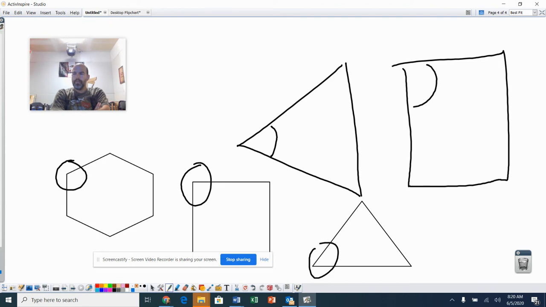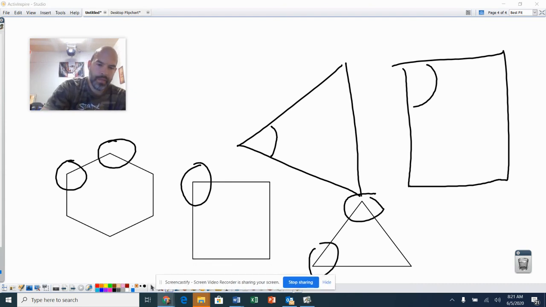Now, which corner has the greatest opening between the sides? Well, if we look at a hexagon, like this one, for example, these are a little more closed. This one is more open, right? And over here, this one's a little more open. This one's a little more closed. These ones are all the same, correct? These ones have the same amount of opening.